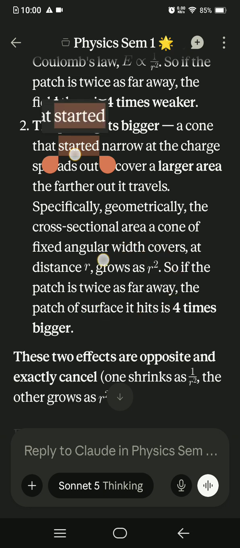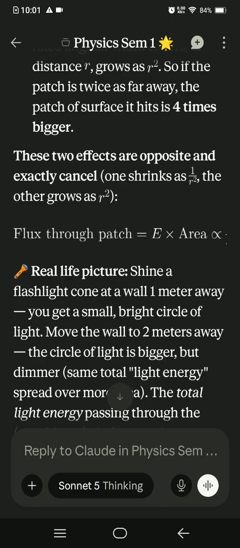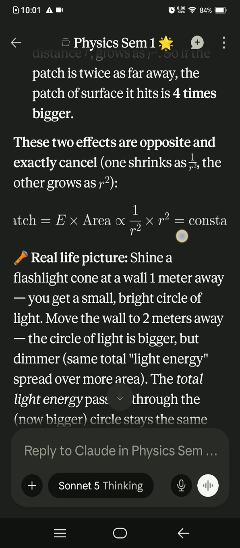So if we have a small sphere and from here we are taking a cone, it is a 3D cone, not just an angle. Like even in 2D, here it covers less distance and here, at the same angle, more. So this is what they are talking about here. These two effects are opposite and exactly cancel. One shrinks as 1 by r squared due to distance from the electric field, and the other, the area, grows with r squared. Flux through the patch is E times area, which is this.